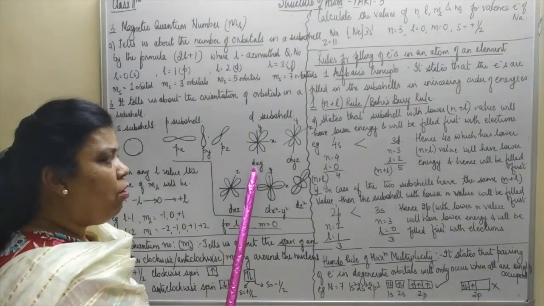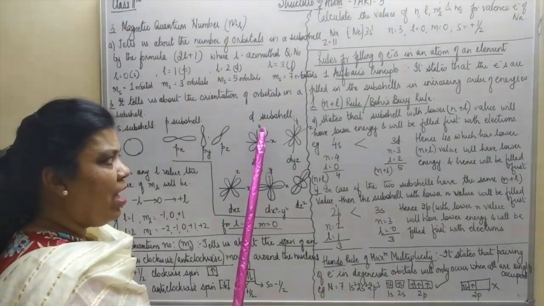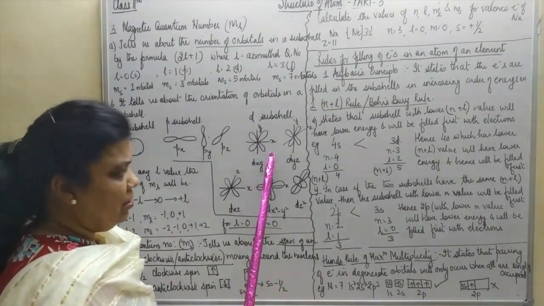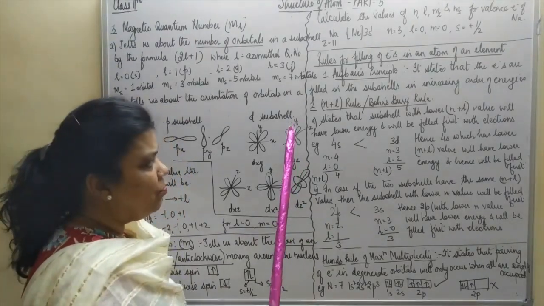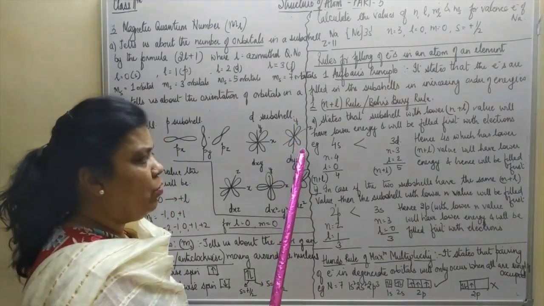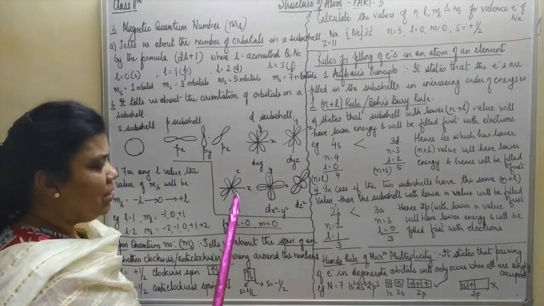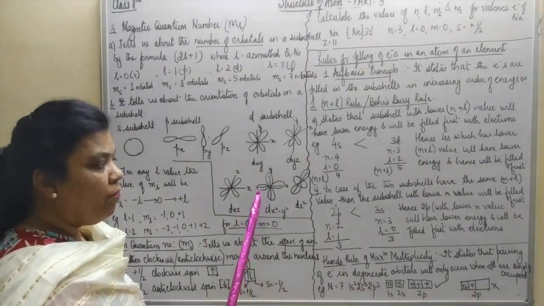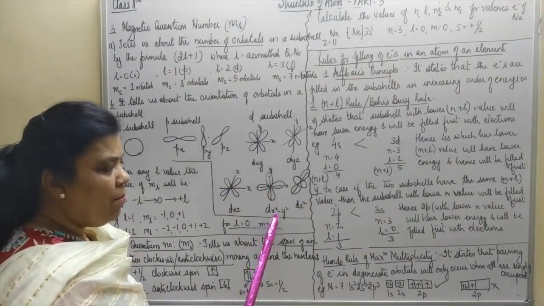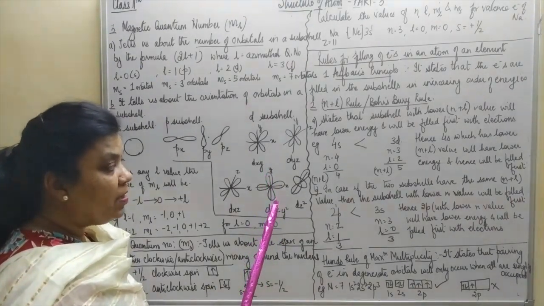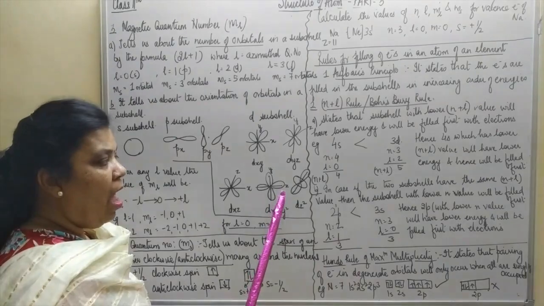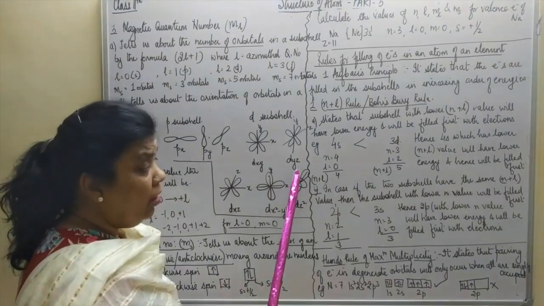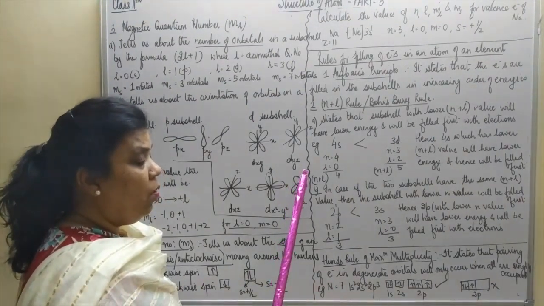That means if you talk of dxy, this is x-axis, this is y-axis, so the lobes of the double dumbbell are lying between the axes. In the same manner, dyz, this is y-axis, z-axis, lobes lying between the axes. In the same manner, dxz, this is x-axis, this is z-axis, lobes lying between the axes. But if you talk of the next d orbital, which is dx square minus y square, here the lobes are lying along the axis. And even the last one, dz square, which has a shape of a donut, here also the lobe is lying along the axis.